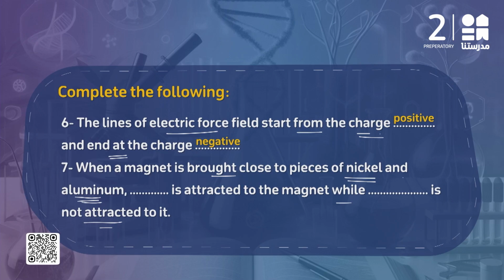ال four magnetic materials دول بس اللي بيتأثروا بالmagnetic force of the magnet. أي metal تاني even if it's a metal it wouldn't be a magnetic material. يبقى أنا عندي هنا النيكل والألمنيوم، مين فيهم المagnetic material؟ النيكل، لكن مين فيهم ال wouldn't be attracted to the magnet؟ الألمنيوم.